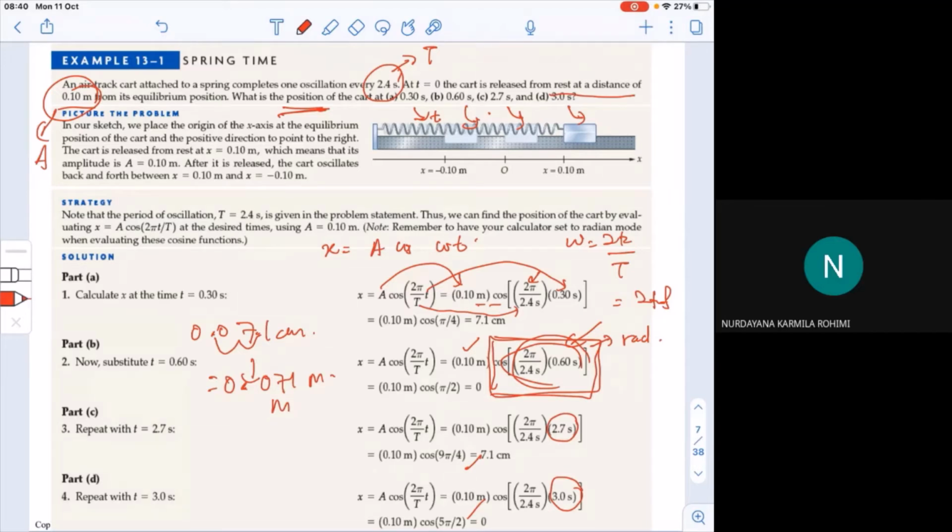Everything on this box should be calculated in radian mode. Remember, calculate it in radian mode in order to get the answers. The answer should be written in the SI unit. That means 0.071 meters, not just what they did over here, 7.1 centimeters. If the question wants you to answer in centimeters, then you can write in centimeters. But to be on the safe side, please write down your answers in meters.